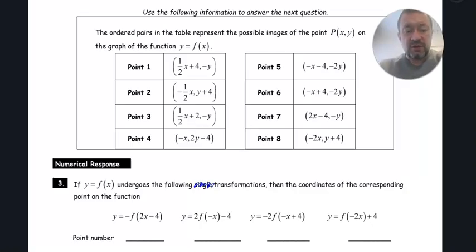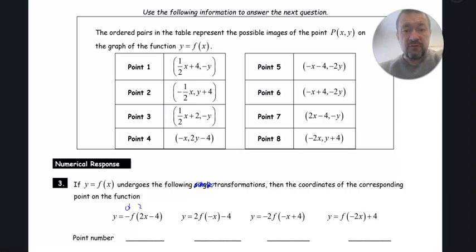So take a look at the first one. What we're going to notice is, first of all, there's a vertical reflection. That's making the y coordinate negative. And then everything else that's happening in there is going to be horizontal. So what I'm looking for here, first of all, are points where the y coordinate is negative. And I can see points 1, 3, and 7 very specifically have just the y coordinate becoming negative.